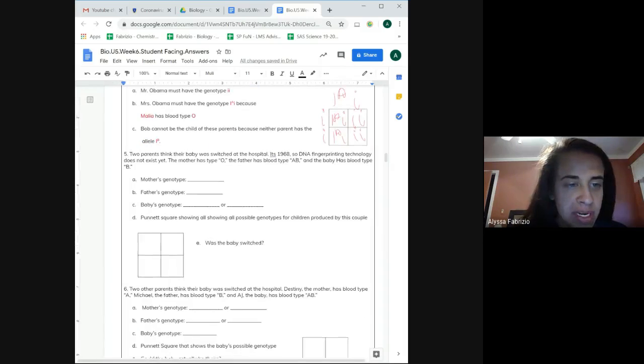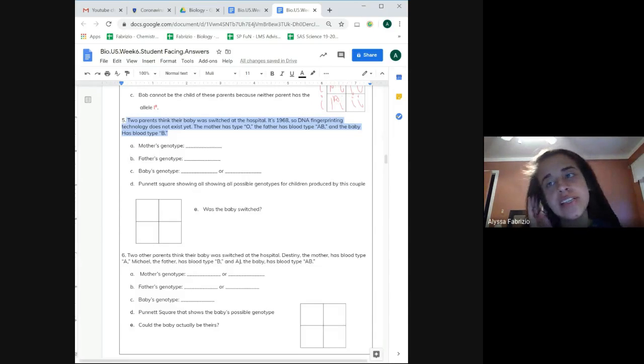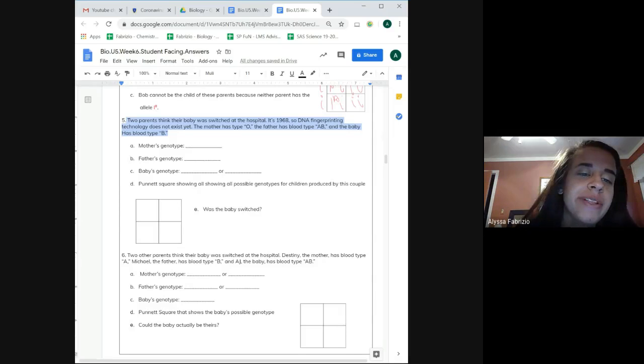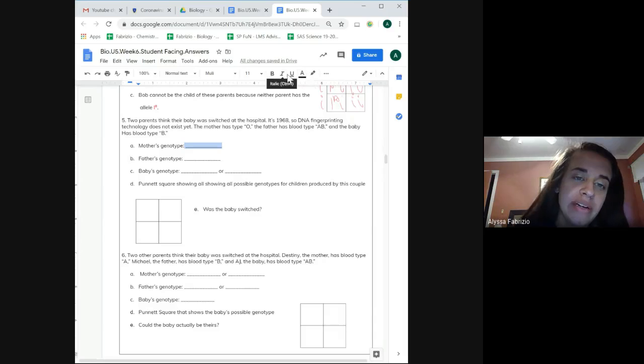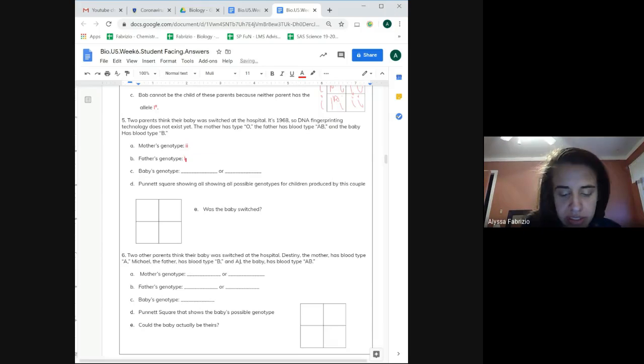Okay. 2 parents think their baby was switched at the hospital. It is 1968, so DNA fingerprinting does not exist yet, so don't even think about it. And then the mother has type O blood, and the father has type AB blood. So let's write out first the blood types of both of these parents. So mom has blood type O, so that's necessarily lowercase i, lowercase i. Dad has phenotype AB, so he necessarily has to have the blood type that has both A and B in it.